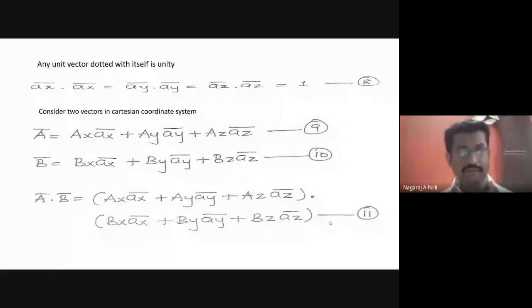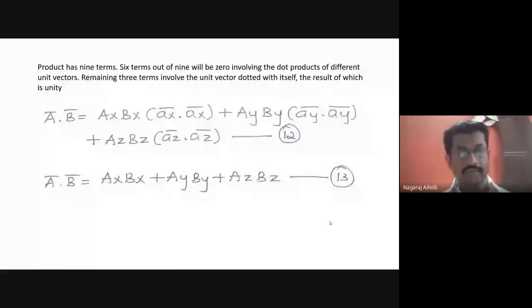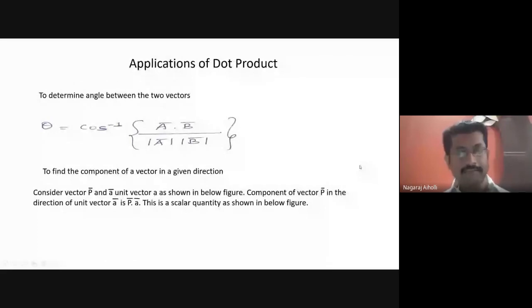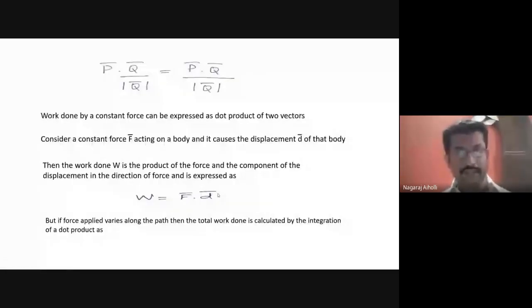Then we have considered two vectors, taken their dot product, and arrived at the formula A bar dot B bar is equal to ax bx plus ay by plus az bz. We find the angle theta using the formula theta is equal to cos inverse of A vector dot B vector divided by magnitude of A vector into magnitude of B vector. It is also used to find the projection and the magnitude of the force component, and the work done, that is given by force into displacement. These are the applications of the dot product.